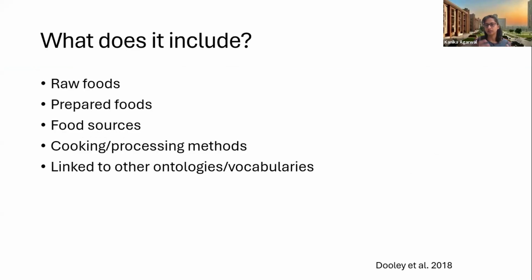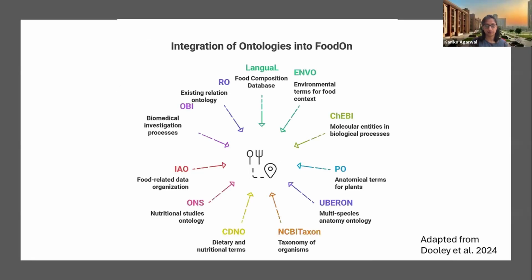So what does food ontology include? It includes raw food, so it could be apple, pear, spinach, anything. It includes prepared food items, so it could include apple pie. It could include ice creams. It includes food sources, their cooking and processing methods, and it's obviously linked to other vocabularies or ontologies. So here we're just looking at, like Dr.